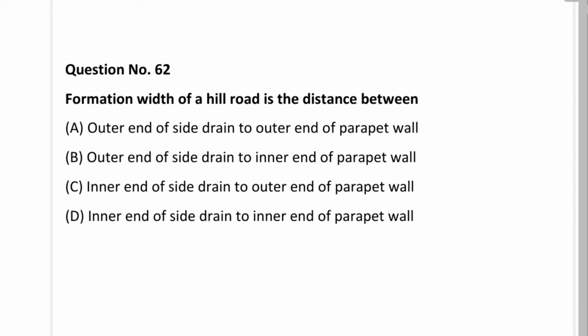So next question, the formation width of the hill road is the distance between: A. outer end of side drain to outer end of the parapet wall, B. outer end of the side drain to the inner end of the parapet wall, C. inner end of the side drain to outer end of the parapet wall, and D. inner end of the side drain to the inner end of the parapet wall. So the correct answer is A. Outer end of the side drain to the outer end of the parapet wall.